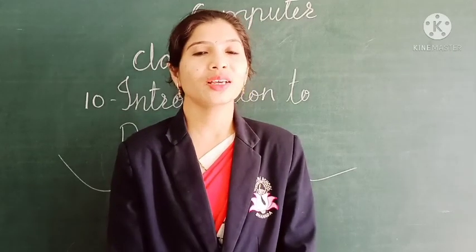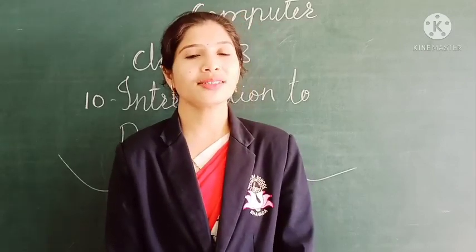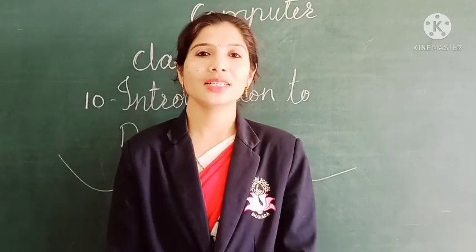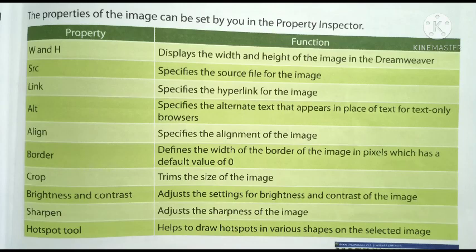Now we are going to see properties and their functions in Dreamweaver. Let's see. The properties of the image can be set by you in the Property Inspector. Here some properties and their functions are given: W and H, SRC means source, Link, Alt, Align, Border, Crop, Brightness and Contrast, Sharpen, and Hotspot tool.